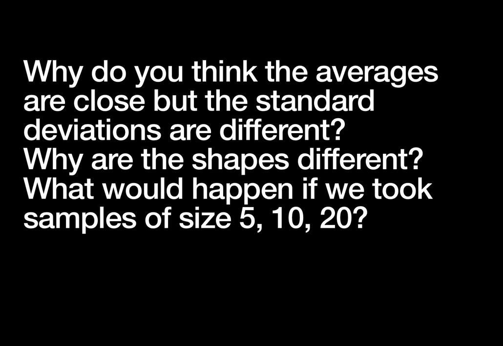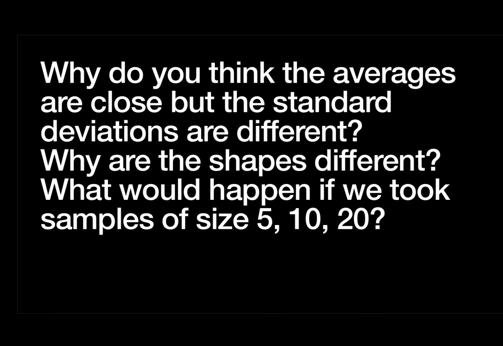But why do you think these averages are close? The averages, the X bars, why were the averages close from what you did in your distribution compared to the raw data distribution, but the standard deviations are different? Are the shapes different? Yes or no, and why? Why do you think they're different? What would happen if we took samples of size 5 or 10 or 20? And this is what we're actually going to do in our next session together, is look at what are called sampling distributions.